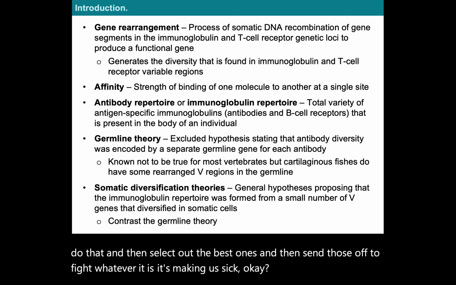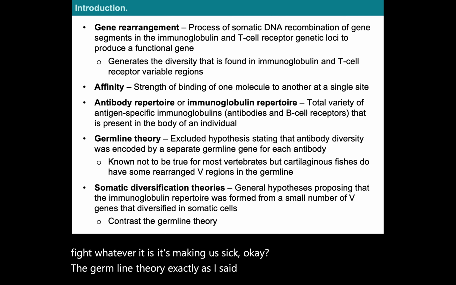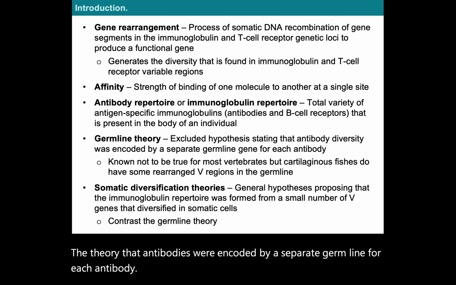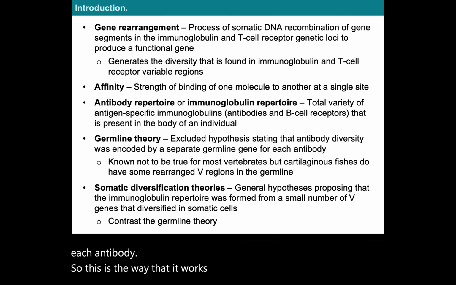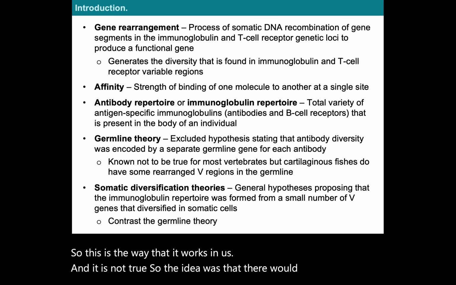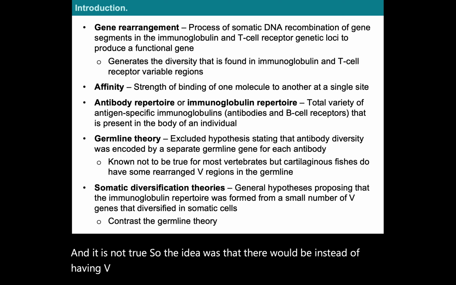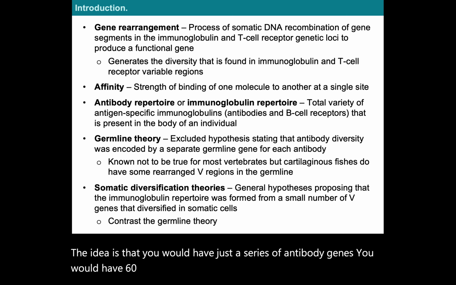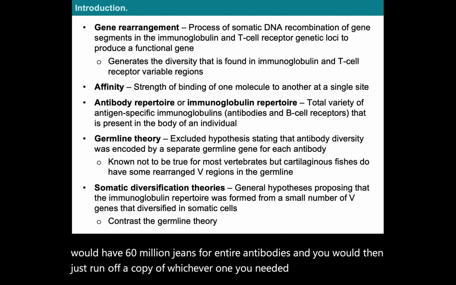The germline theory, exactly as it said, is the theory that antibodies were encoded by a separate germline for each antibody. So this is the way that it works in us. And it is not true. So the idea was that instead of having VDJ and C regions that you could put together, you would have just a series of antibody genes. You would have 60 million genes for entire antibodies, and you would then just run off a copy of whichever one you needed at the moment. So that was the first idea.